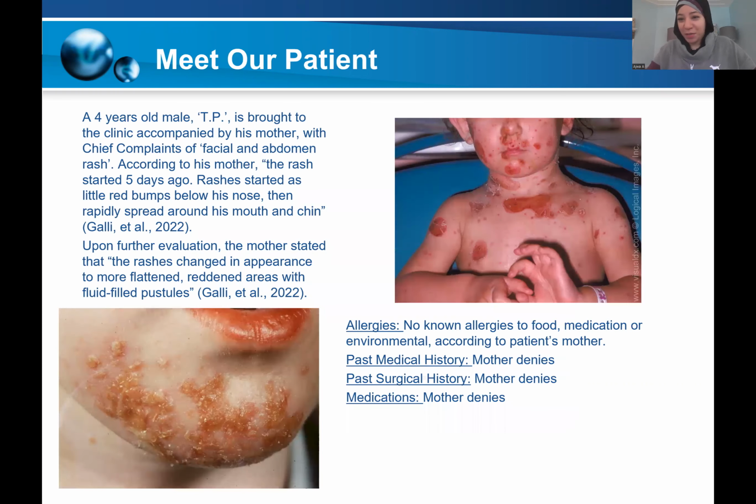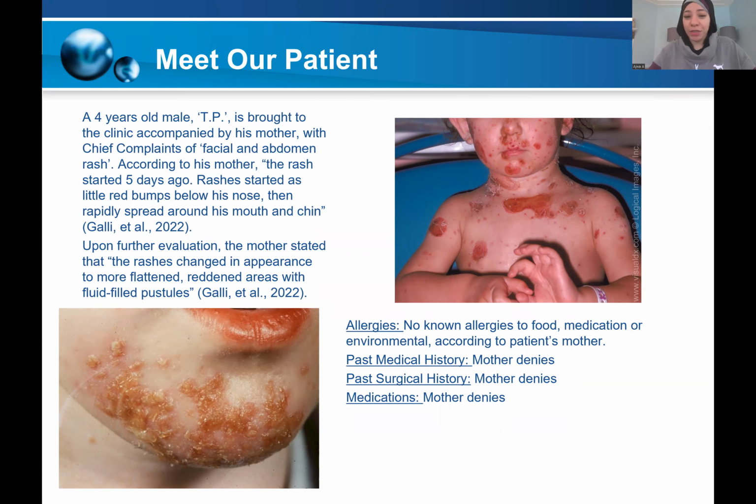So let's meet our patient. He is a 4-year-old male, goes by the name of TP. He is brought to the clinic accompanied by his mother with a chief complaint of facial and abdomen rash. According to his mother, the rash started 5 days ago. The rashes started as little red bumps below his nose, then rapidly spread around his mouth and chin.